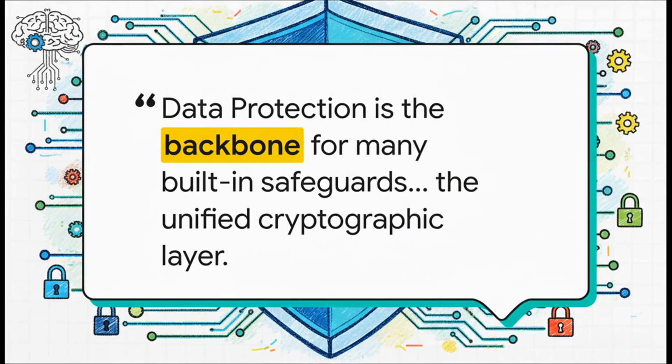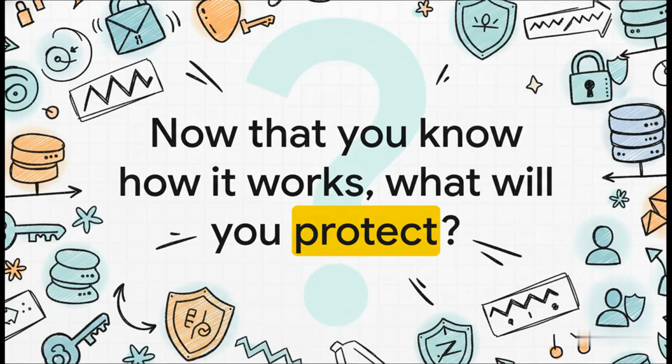And that's really the bottom line. The Data Protection API isn't just some optional tool you can use. It is the fundamental, unified cryptographic backbone that keeps the entire framework safe and secure by default. It's an incredibly powerful and easy-to-use tool that solves a really, really hard problem for us.